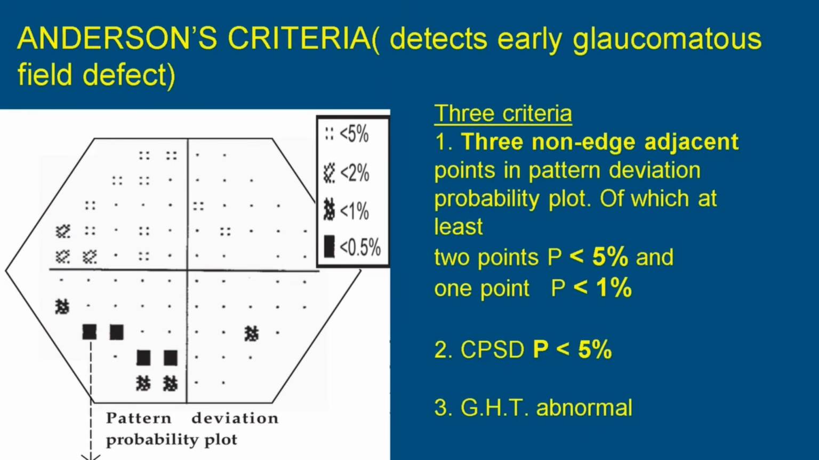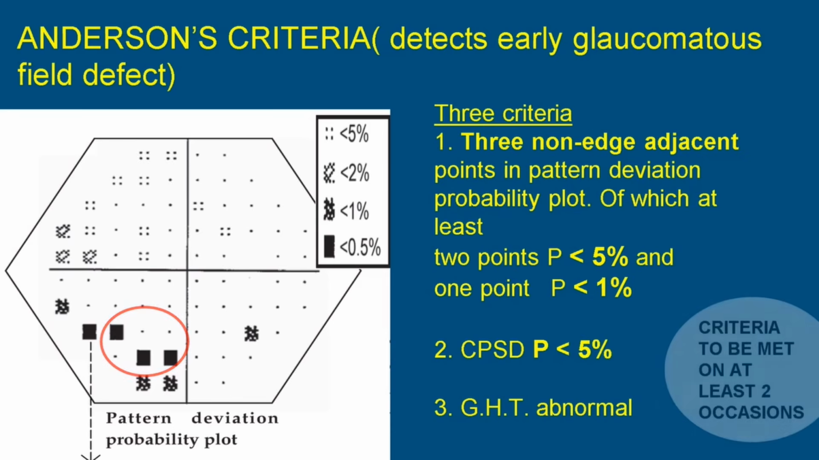This brings us to the important criteria for detecting early glaucomatous field defect, which is the Anderson's criteria. It has 3 main points. Number 1, 3 non-edge adjacent points in the pattern deviation probability plot, of which at least 2 points should have p-value of less than 5% and 1 point should have p-value of less than 1%. Number 2, the corrected pattern standard deviation p-value should be less than 5% and the glaucoma hemifield test should be abnormal. This criteria should be met on at least 2 occasions for it to be called positive.